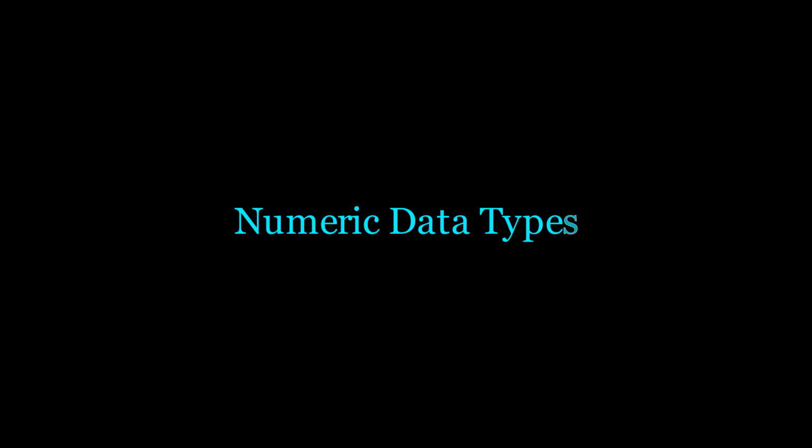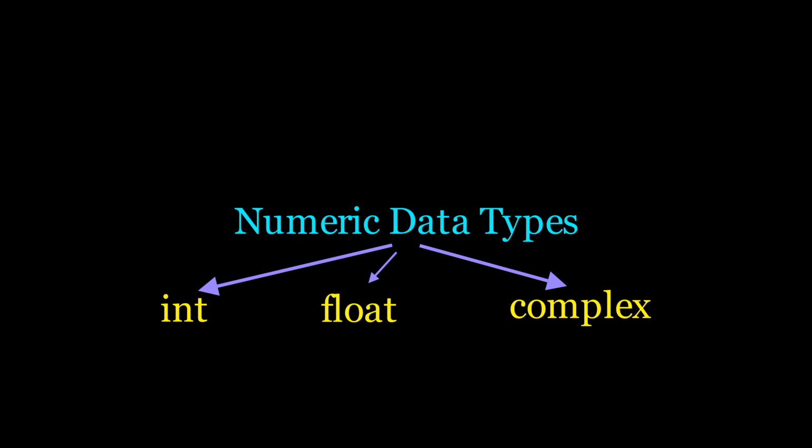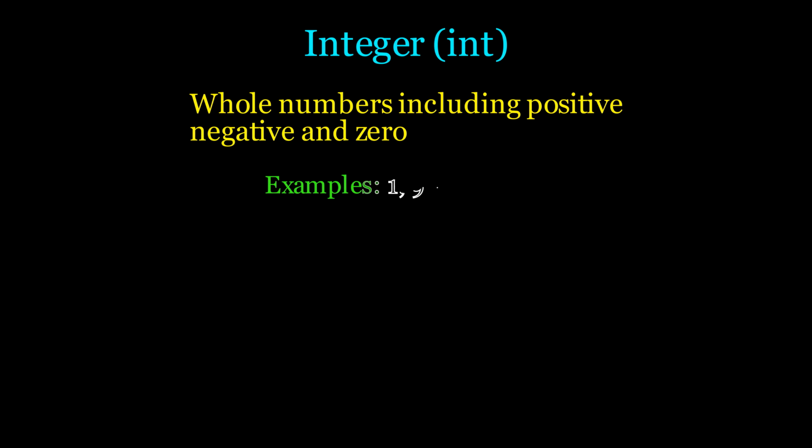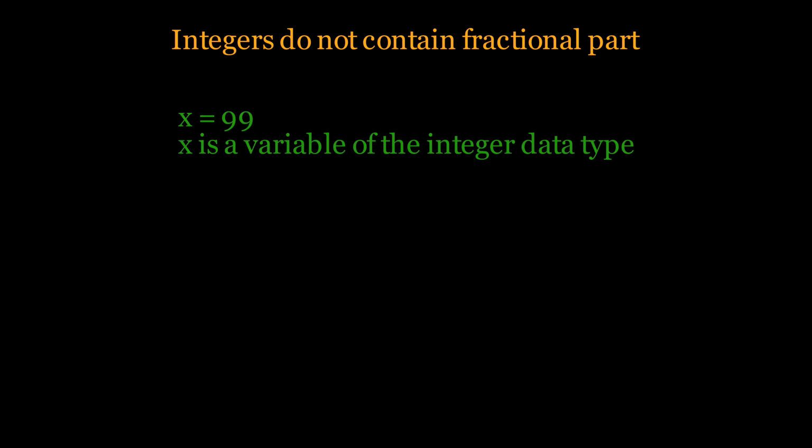In Python, numeric data is categorized into three primary types: int, float, and complex. Integer, int. This type represents whole numbers, including positive, negative, and 0. For example, 1, 99, minus 90. Crucially, integers do not contain a fractional or decimal component. For example, in the assignment x equals 99, x is a variable of the integer data type.